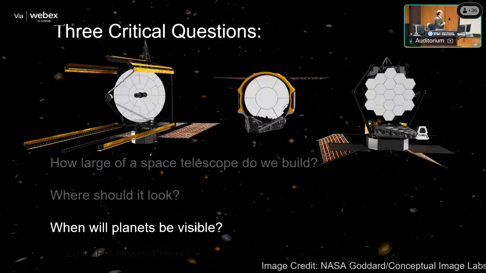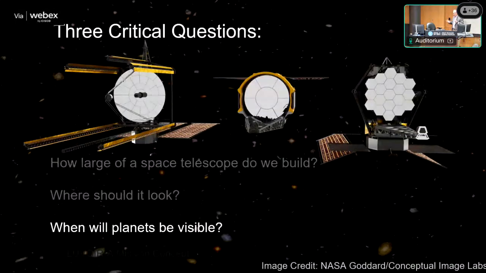So if I back up, the three critical questions: how large of a space telescope do we build? Basically, we don't know, but for the moment, we'll go with what the engineers tell us they want to build and see what it can do. Where should it look? For the moment, we don't know. We would hope that we'll be able to carry out a survey to find them in time, and maybe we need to start soon. And the final point is, when will they be visible?